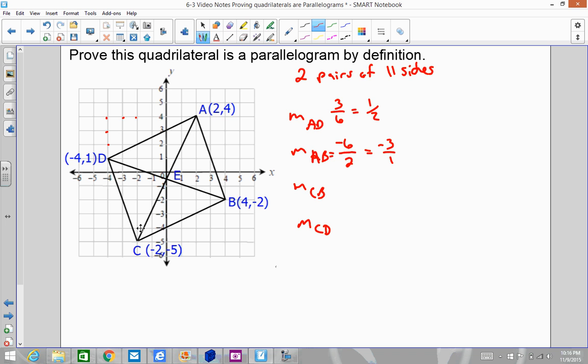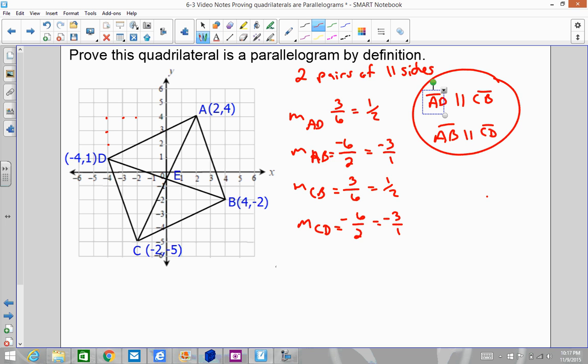CB. So that's going to be 1, 2, 3 up, and 1, 2, 3, 4, 5, 6 to the right. So 3 up, 6 to the right, which is equal to 1/2. And then finally CD, which is going to be 1, 2, 3, 4, 5, 6 down, and 2 to the right, which is -3/1. And I can see that AD is parallel to CB, and that AB is parallel to CD.